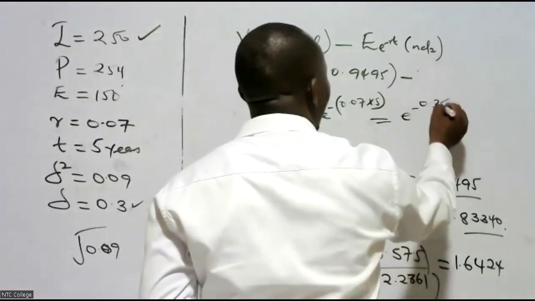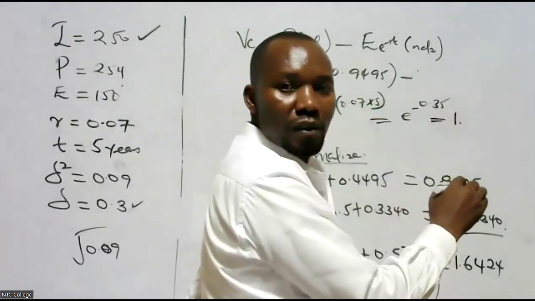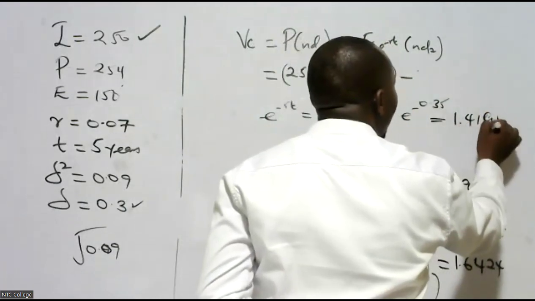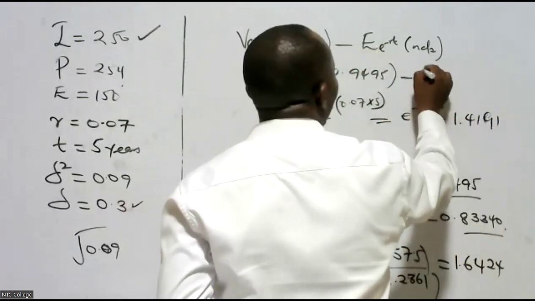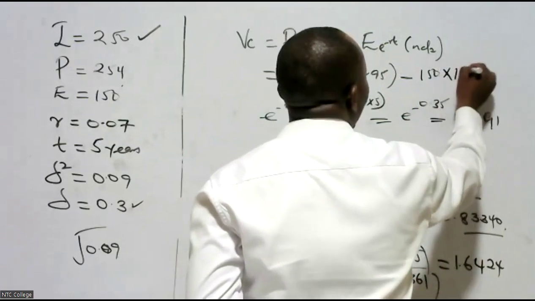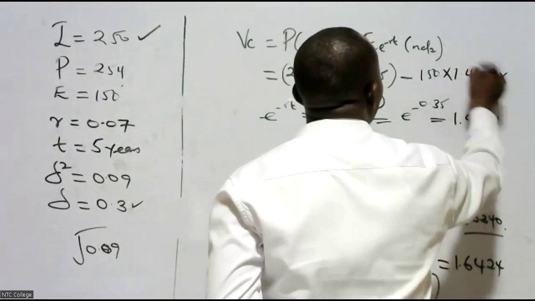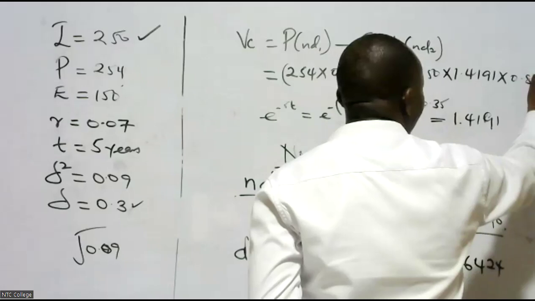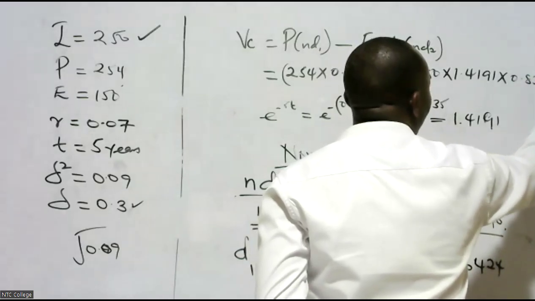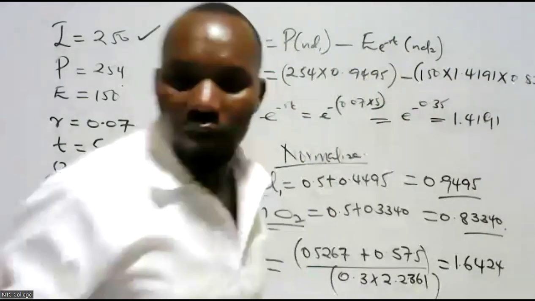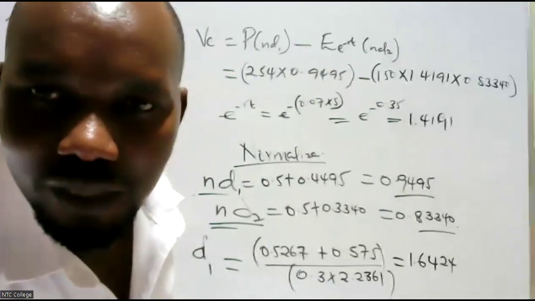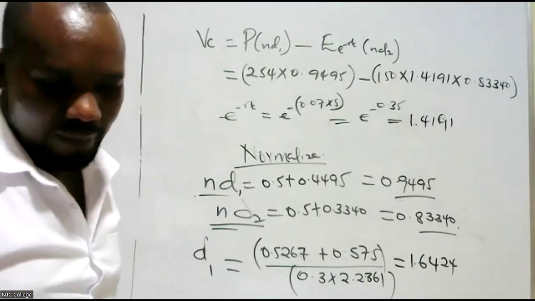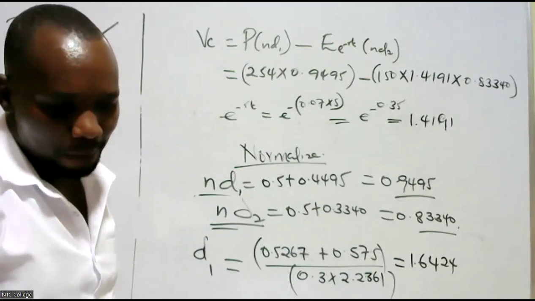So it is E. This one is 1.416191. So we have E, which we have 150 times 1.4191 times, and the one we have calculated is 0.83340. Yeah, I have adjusted now. Continue.